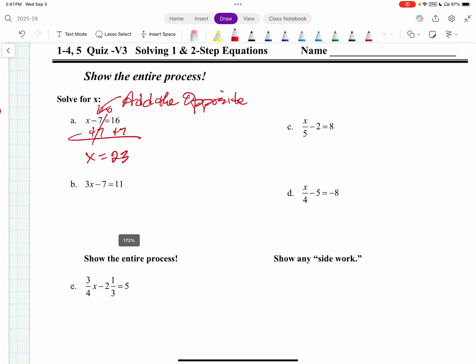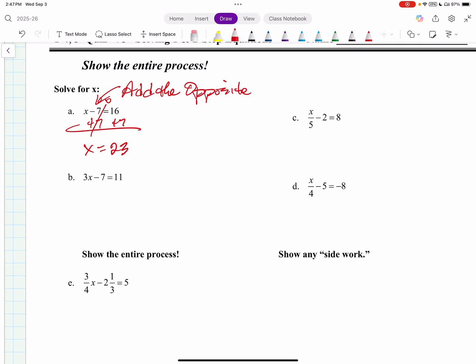On part B, once again, we have 3x minus 7 equals 11. We're going to add the opposite to both sides. Then we have 3x is equal to 11 plus 7, which is 18. Then you got to be thinking, what number 3 times what number gives you 18? It's got to be 6. Or you can divide both sides by 3 and get 6. Again, we use the inverse operation here. The inverse of subtracting 7 is adding 7. The inverse of multiplying by 3 is dividing by 3.